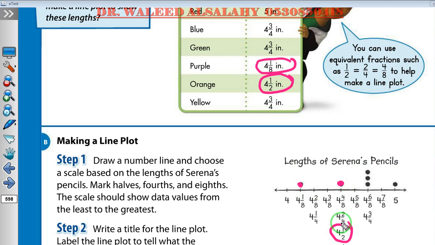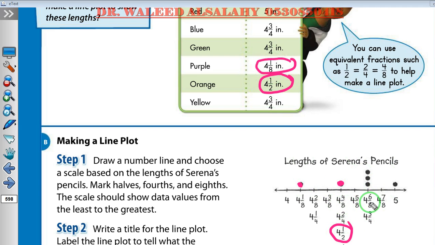1/2, 4.5, is the same as 4 and 2/4, the same as 4 and 4/8. He is multiplying by 2: 1 multiplied by 2 is 2, and 2 multiplied by 2 is 4. Also he multiplied by 2. It will be 4/8. No problem.